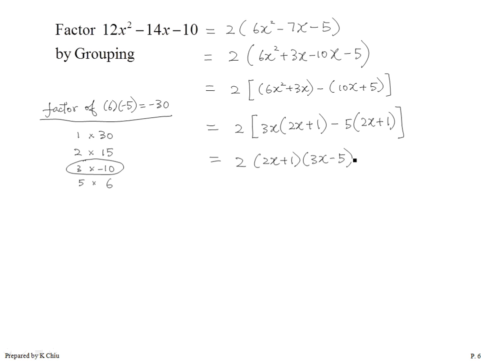Now, we still have a bracket after the 2, around the product of those two binomials. But we can see that the bracket now becomes insignificant. So I can simply remove that bracket. So finally, it would become 2 times 2x plus 1 times 3x minus 5.